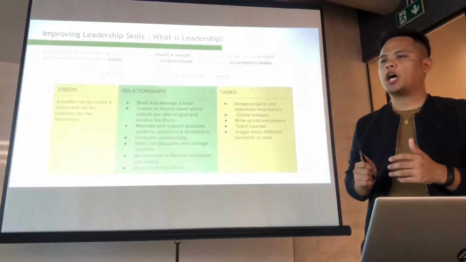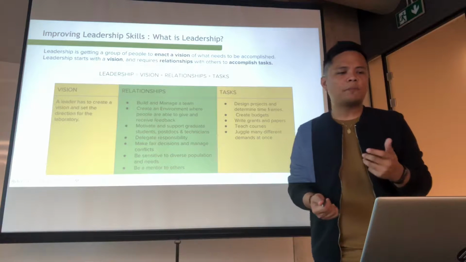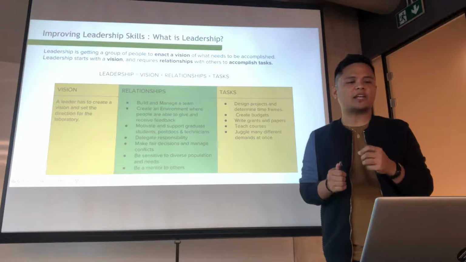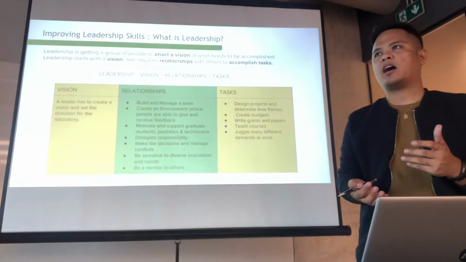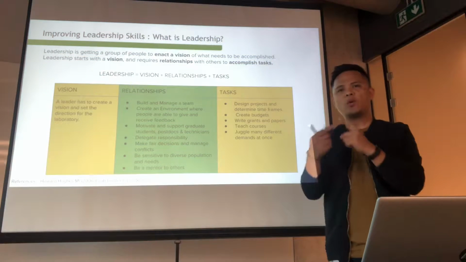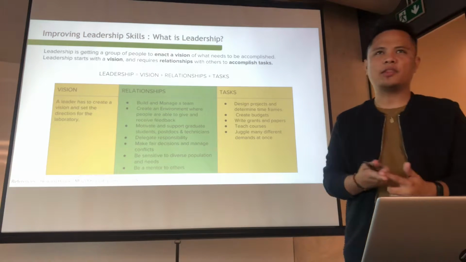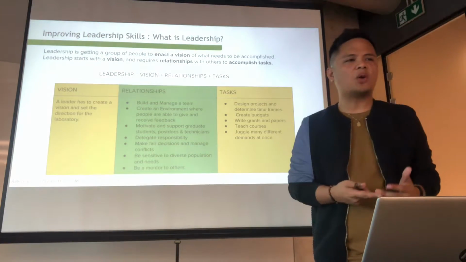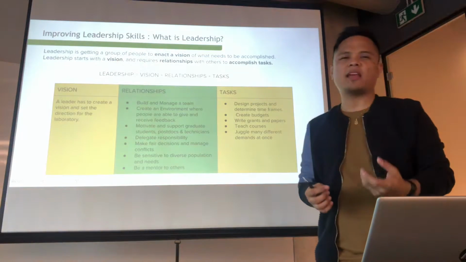But how do we relate it to a research and development organization or laboratory? Vision is basically that a leader has to create a vision and set the direction for the laboratory. It's the guidance that he will be offering to his team members. Relationship, because number one, he needs to build and manage a team. It's not a simple task to be a leader, because if you're building a team, you have to see everyone, their personality, how they work, their expertise. So it's pretty much more on people engagement and development.